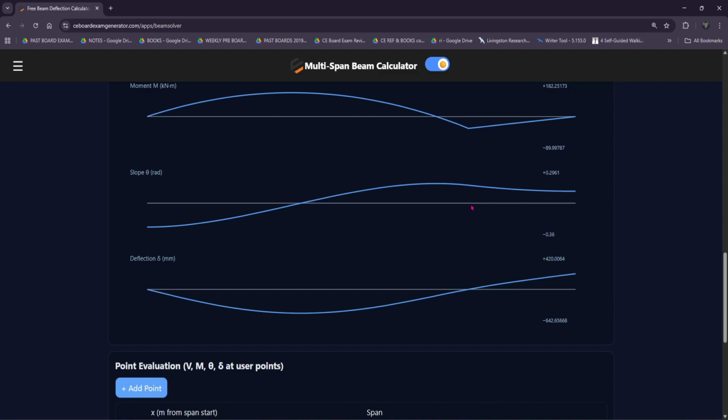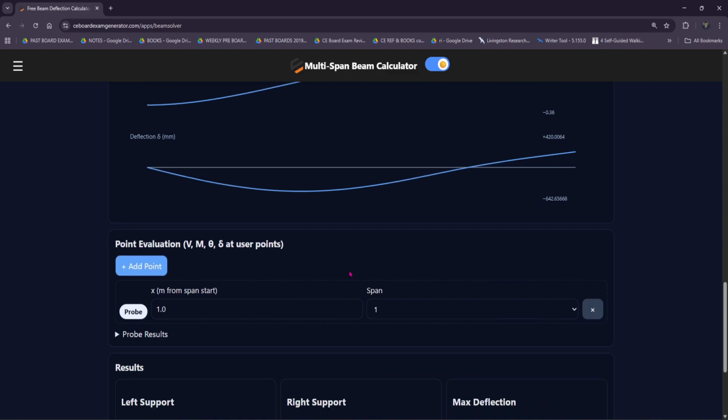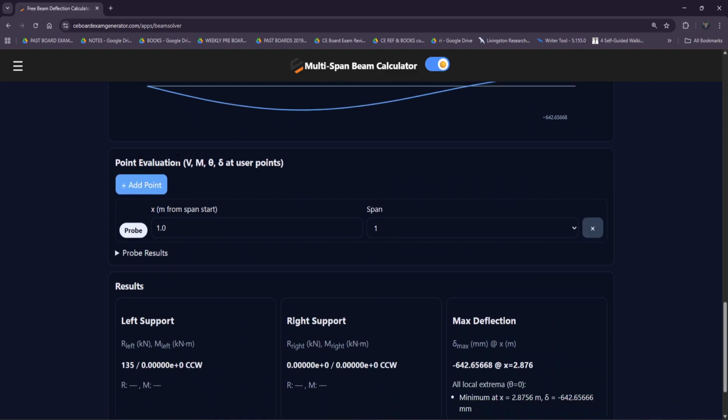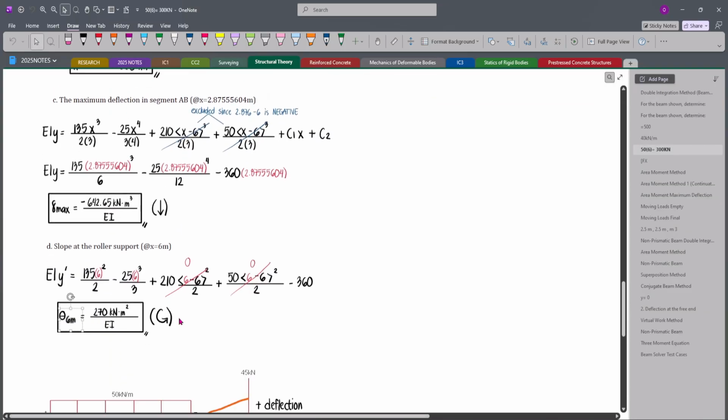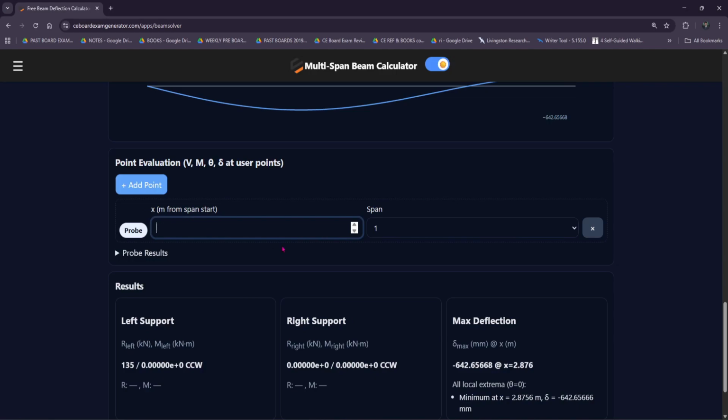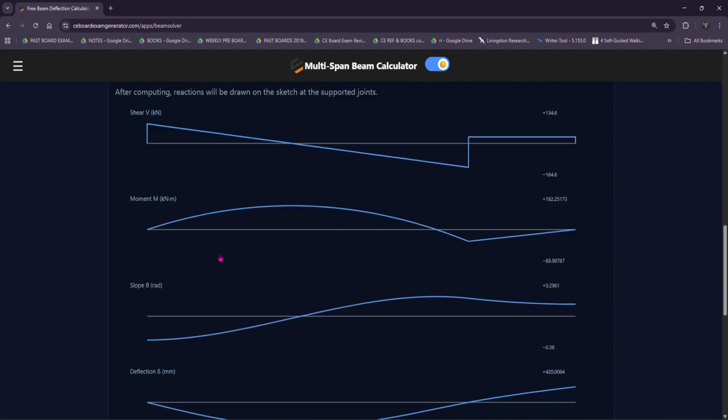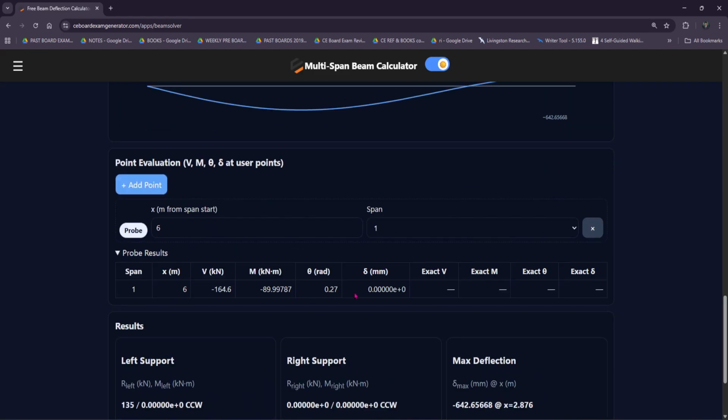So in order to analyze the slope at 6 meters, since the ordinates here are for the maximum ordinates, we have a point evaluation function. You can just input the value of x. So the roller support is at 6 meters from the left. So just input 6. And then this is from span 1. Then click on compute. Then click on probe results. We can see the slope and deflection. So the slope at 6 meters is 0.27. Multiply this by 1000 to convert back. Then you will get 270.